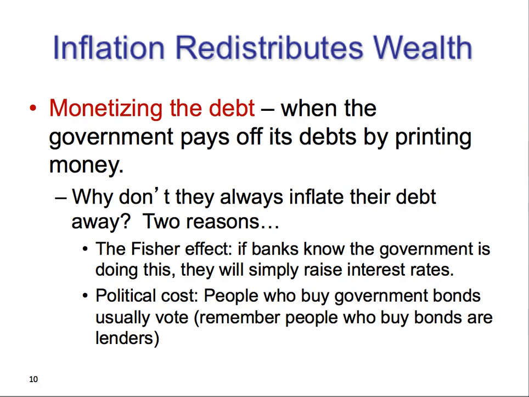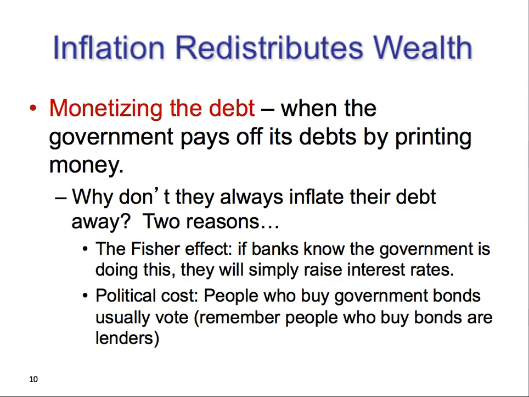When governments pay off their debts by printing money, it's called monetizing the debt. If you think about it, the entire debt of the United States could be paid off because the government could simply print the money and pay back all of the bonds that are owed. Why don't they? Well, one reason is the Fisher effect. Banks will realize that the government is printing money to pay its debts, and therefore they will anticipate a large increase in the money supply. That will cause nominal interest rates to go way up, particularly on government debt.